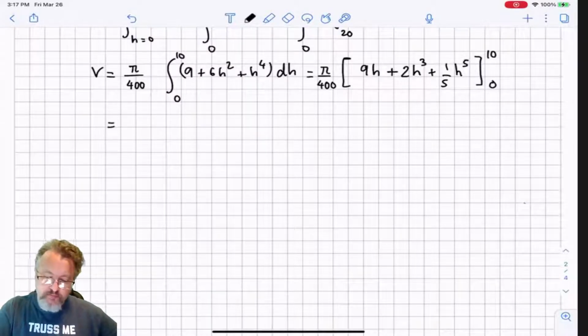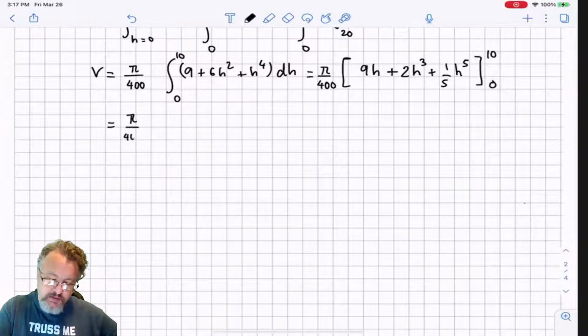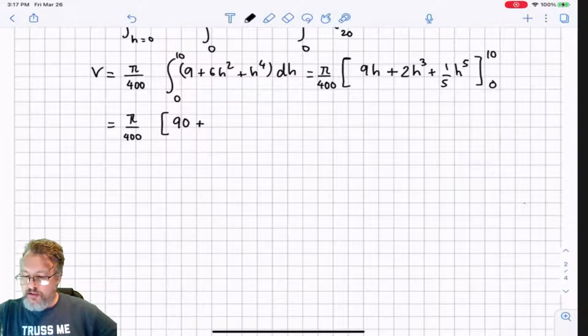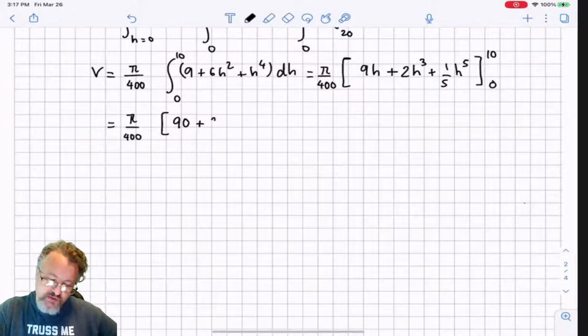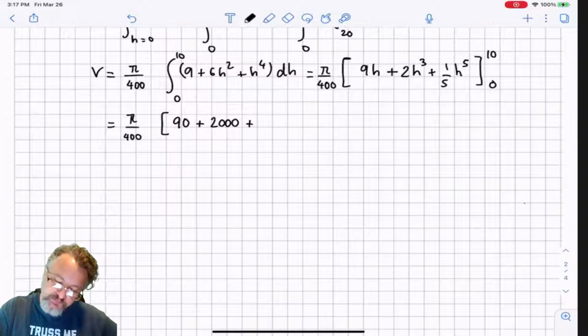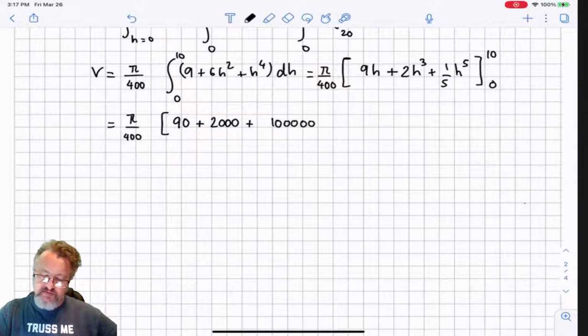So it's going to be pi over 400. 9 times 10, 90, plus 10 cubed is 1000, times 2 is 2000, plus, so you're going to have 10 to the 5th power, so 10 to the 5th power, divided by 5.